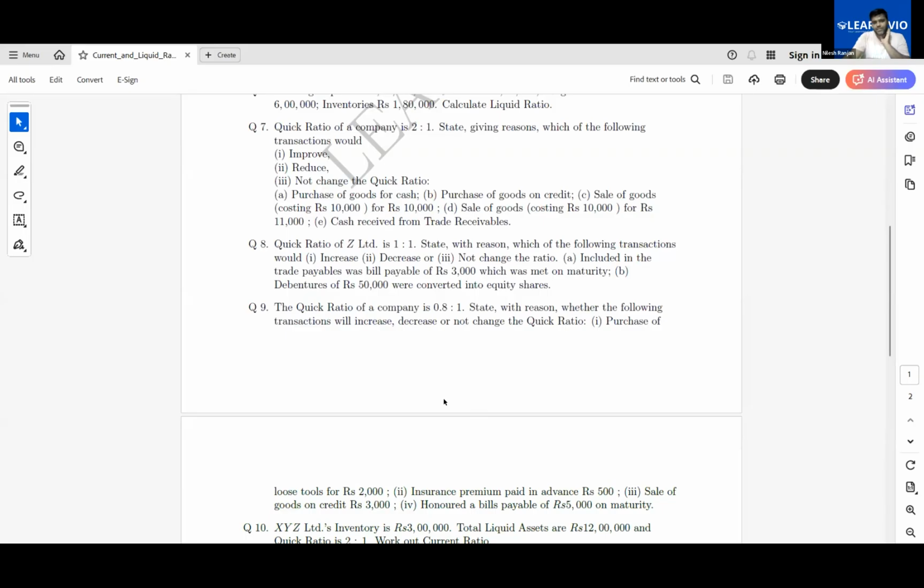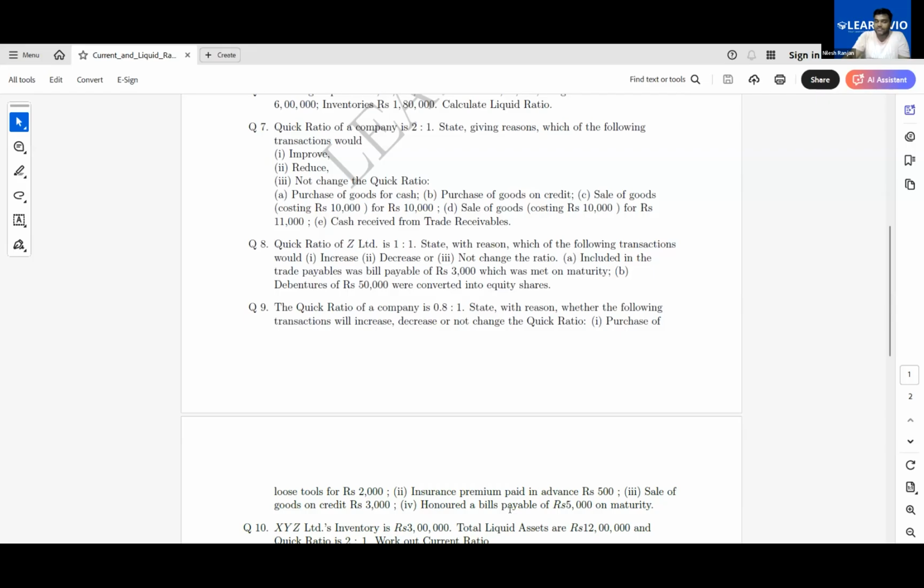First, used tools for rupees 2,000. Second, insurance premium paid in advance. Third, sale of goods on credit rupees 3,000. Fourth, honored a bills payable of rupees 5,000 on maturity. It's the fourth one again, bill payable. Honored a bill payable again of rupees 5,000 on maturity.